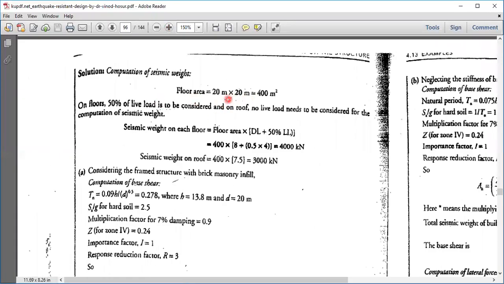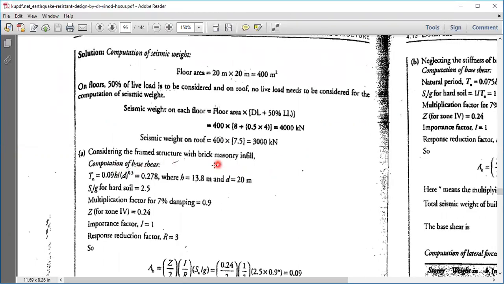So floor area, it is 20 meters by 20 meters, so 400 meter square. On the floors, 50% of the live load has to be taken. No live load needs to be considered for the seismic weight at the top. So 400, that is total area, into dead load of 8 kilonewton per meter square, plus 50% of live load, that is 0.5 into 4, 4000. And seismic weight on the roof is only the dead load into the area, that is 3000. Now considering the frame structure with brick masonry, calculate the Ta value.